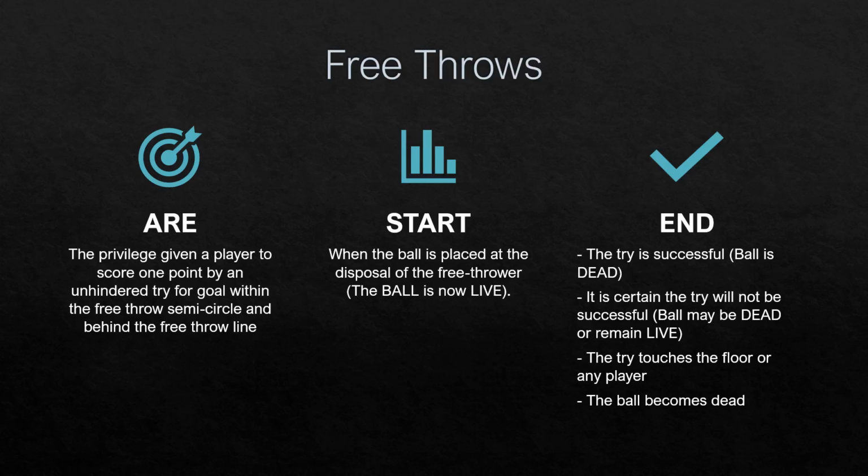Free throws end when the try is successful. If the try is successful, we have a goal scored. The ball becomes dead. It ends if it is certain the try will not be successful. We may have a situation where the ball might either be dead or become dead, or we may have a situation where it will remain live. Free throws end when the try touches the floor for any player, or the ball becomes dead in a variety of different ways. So I think I figured it out.